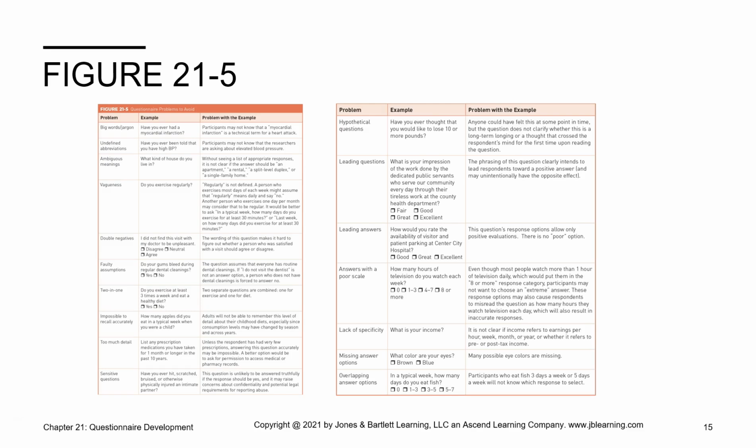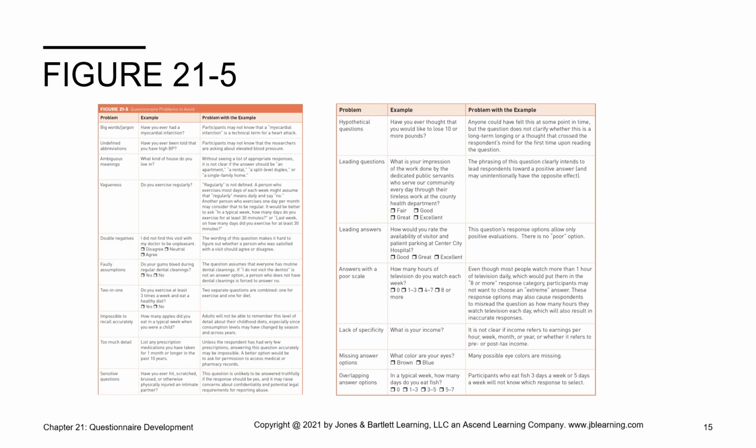In a typical week, how many days do you eat fish? 0, 1 to 3, 3 to 5, or 5 to 7. Well, if you have 3, then do you pick 1 to 3 or 3 to 5? Same with 5. Do you pick 3 to 5 or 5 to 7? So those are all some questionnaire problems to avoid.